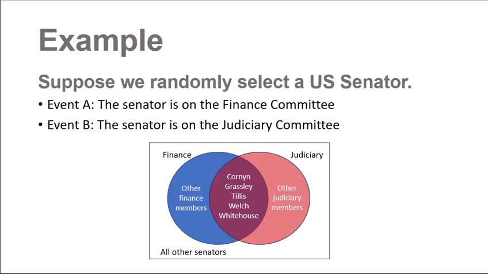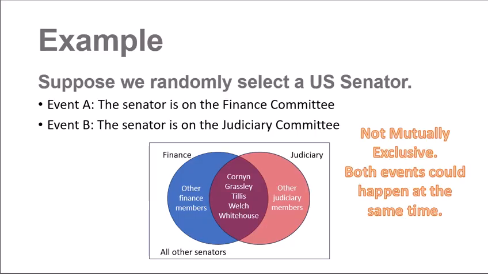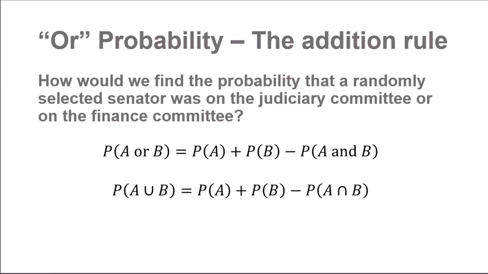Another example, again, I use this in the mutually exclusive events section. So we're looking at event A is that we randomly select a senator from the Finance Committee. Event B, that we randomly select a senator from the Judiciary Committee. This is an example of two events that are not mutually exclusive because there are senators that fall on both committees. So in this scenario, if we want to find the probability that a randomly selected senator was on the Judiciary Committee, I'm going to call this event A, or on the Finance Committee, I'll think of that as event B, then I'm going to use this addition rule.